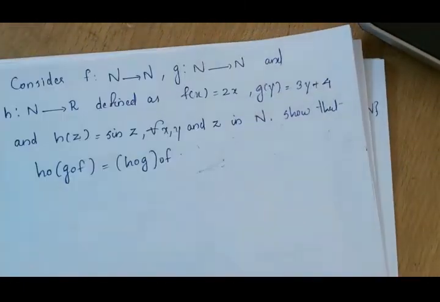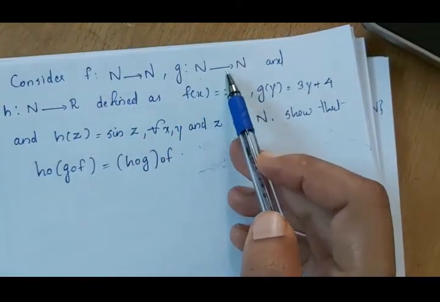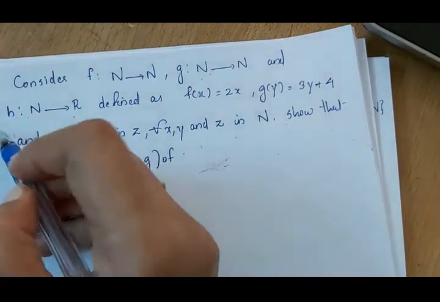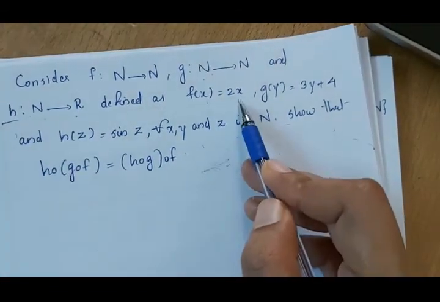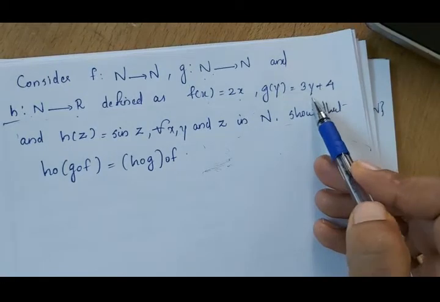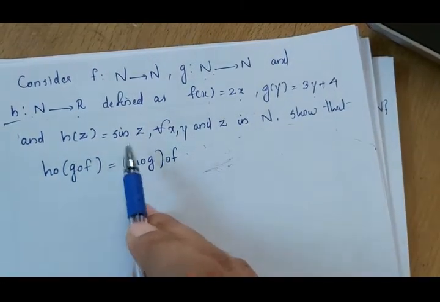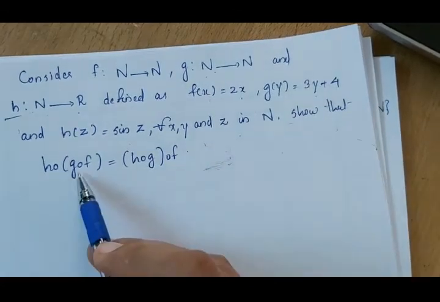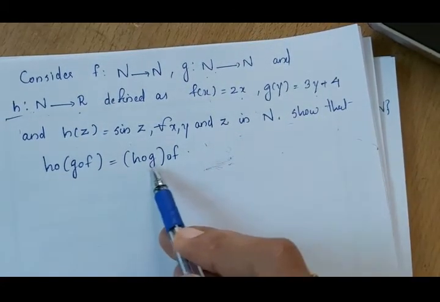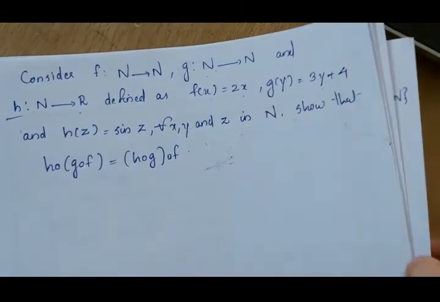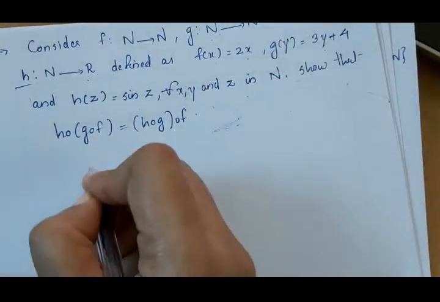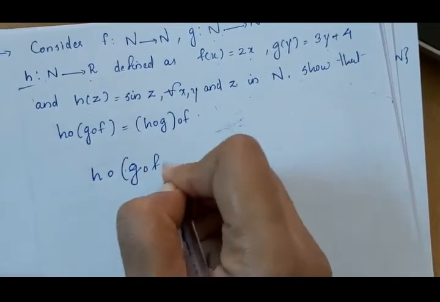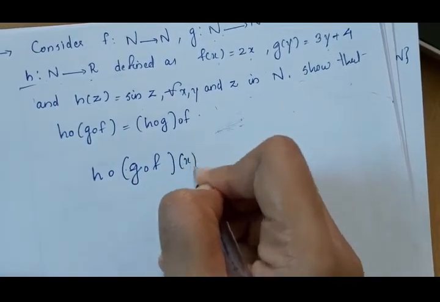Function f is defined from N to N, g is defined from N to N, and h is defined from N to R. Another function h: f of x is equal to 2x, g of y is equal to 3y plus 4, and h of z is equal to sin z. Show that h composition g composition f and h composition (g composition f) are equal.